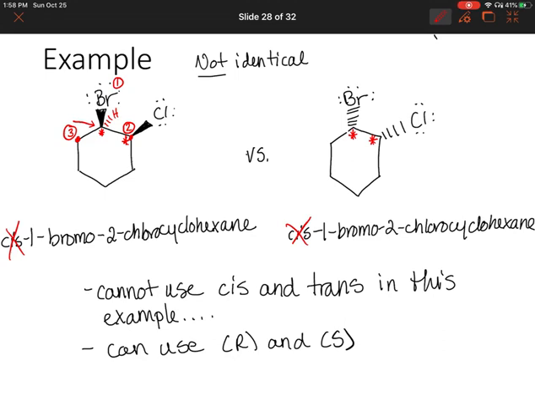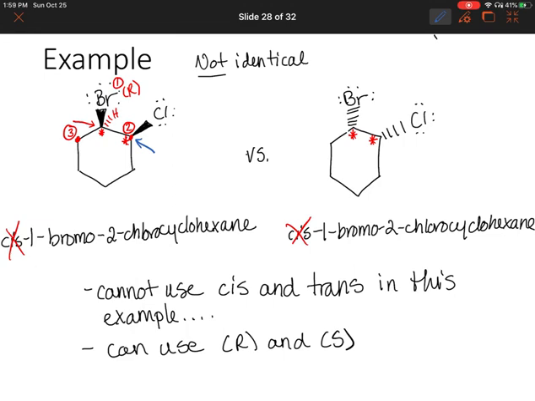Okay, so if we draw a circle from 1 to 2 to 3, is that pointing in a clockwise direction or a counterclockwise direction? A clockwise direction, so that will be R or S? R. Great. Okay, so now let's go to the second stereocenter and let's figure out whether that is R or S.